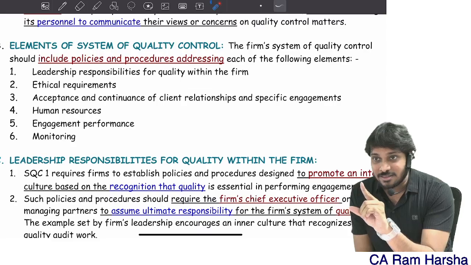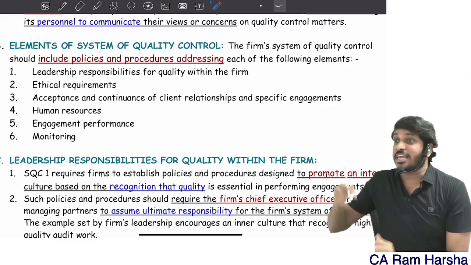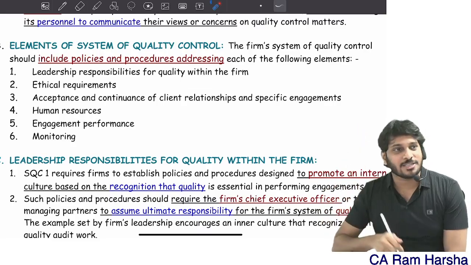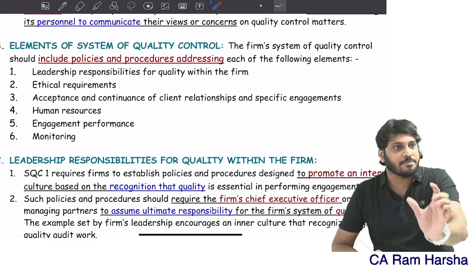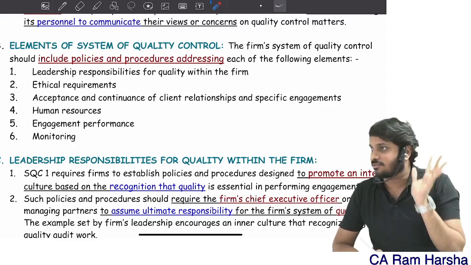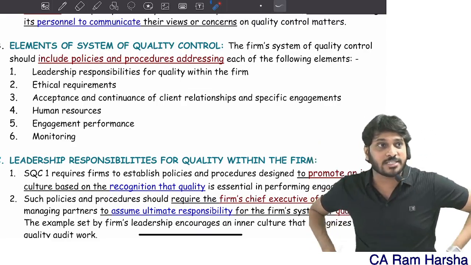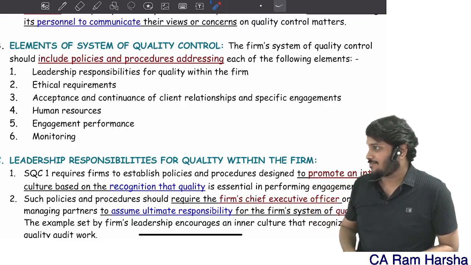Then what does SA 220 say? SA 220 says, engagement partner shall take 100% responsibility for implementing the quality control policy. SA 220 talks about implementing the quality control policy that is established by the firm in compliance with SQC. Whatever quality control policy the firm has established in compliance with SQC, SA 220 has to implement it.